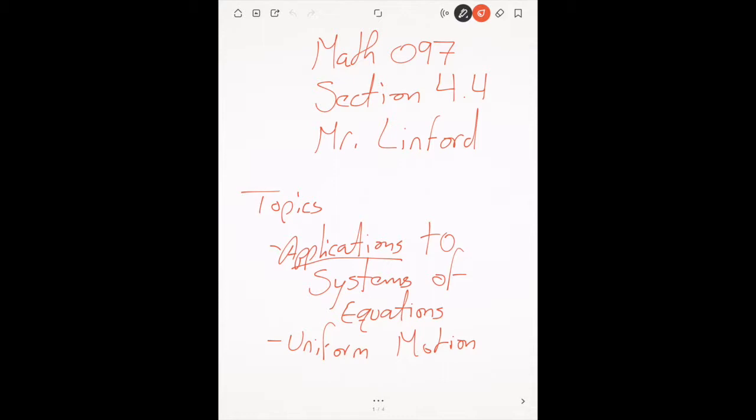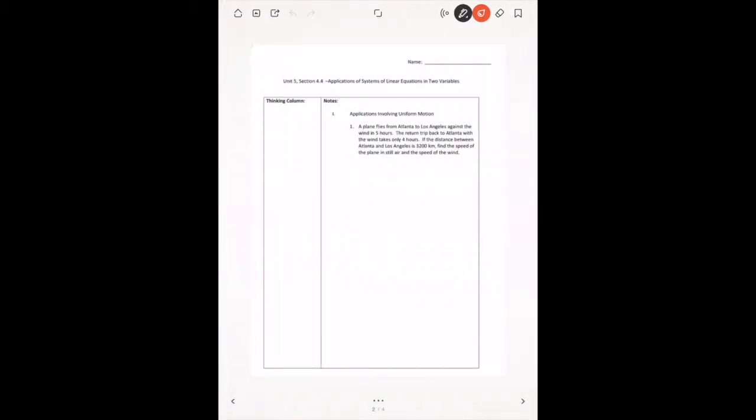In this section, they're talking about applications to systems of equations, in particular, systems of equations in just two variables. But today we're going to be focusing on just one of the applications, and that is uniform motion. And in particular, we're going to be talking about airplanes.